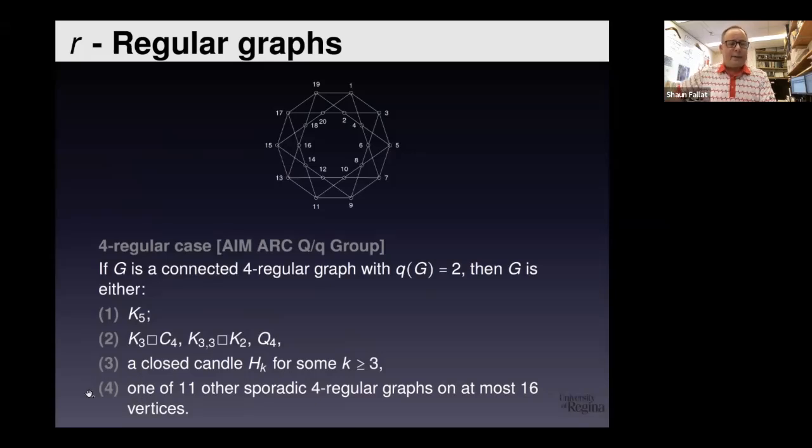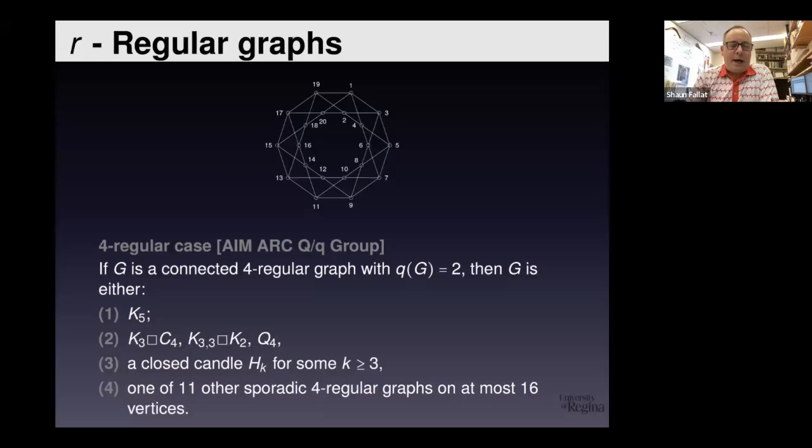And I didn't have the wherewithal or the ability to write down all of the other sporadic graphs. The only one that I chose to write down is something we labeled as the closed candle, and this is one such closed candle up here that you have. And then there truly are kind of sporadic other 4 regular graphs in the paper. You can see them; they're all sorted out.